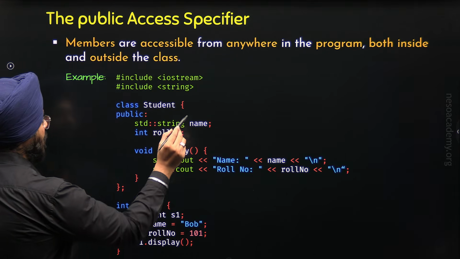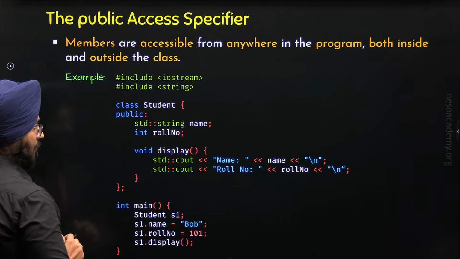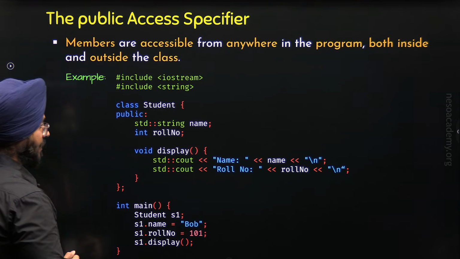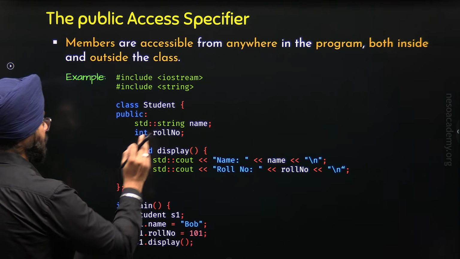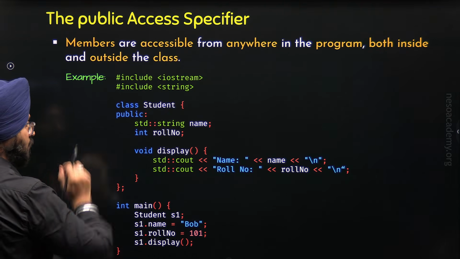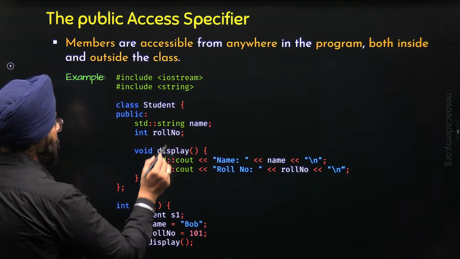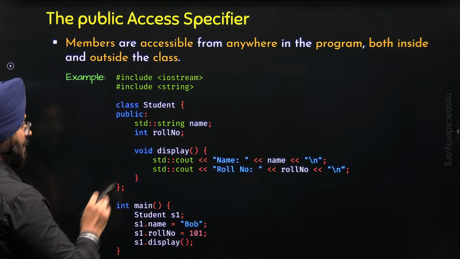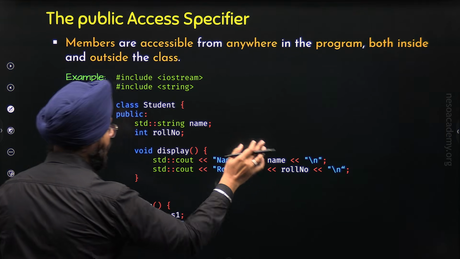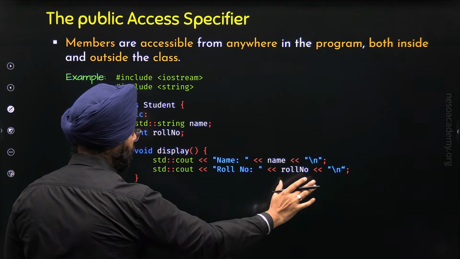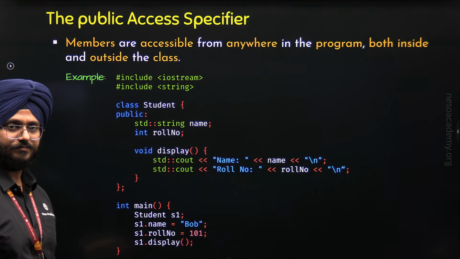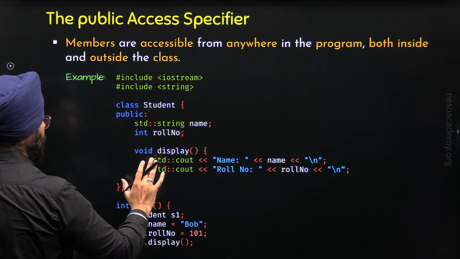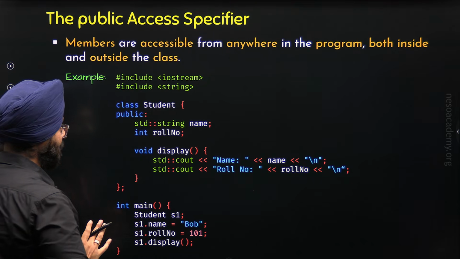I have defined the name variable as a string variable. Therefore, this variable can hold a sequence of characters. Then we have this roll number variable of type integer. It can hold an integer. Then we have this member function display. Its return type is void. It has the capability to display name and roll number in a specific format on the screen. So these are all the members of this class, and these members are public members.